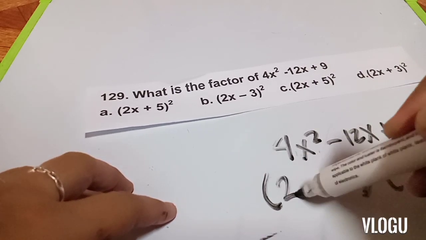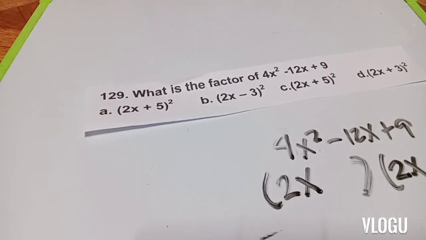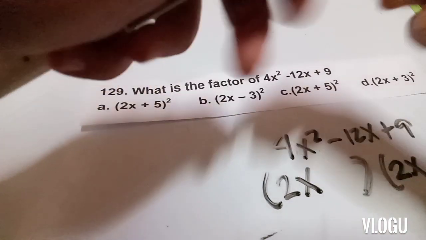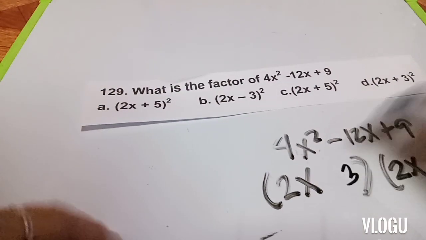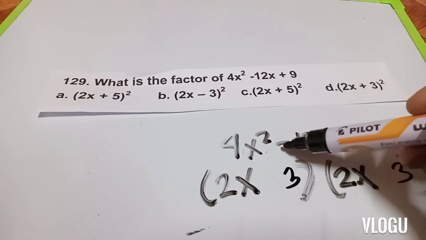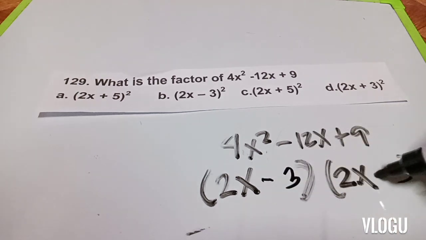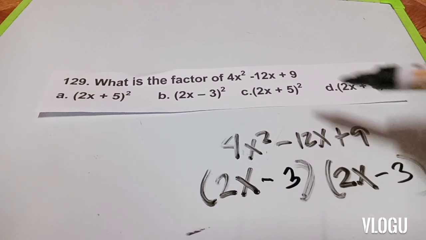We have the 2x, and the other one will be 2x. Am I right? And then, automatically, if this is positive 9, the other one will be 3, because 3 times 3 is 9. And the other one will be negative. Automatically, this will become negative, because negative times negative is positive 9.